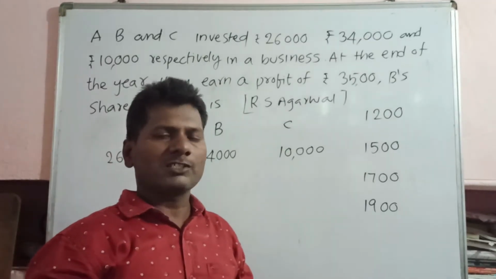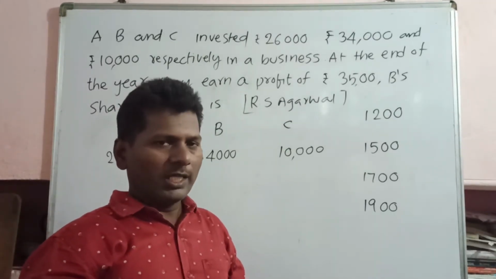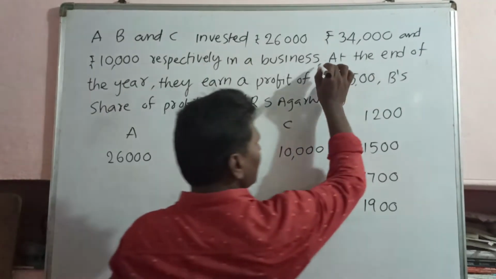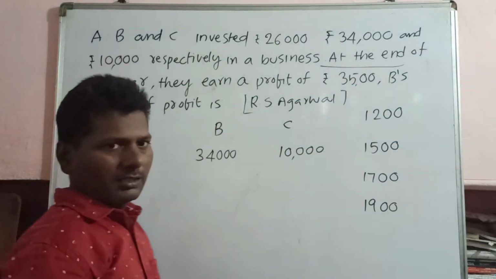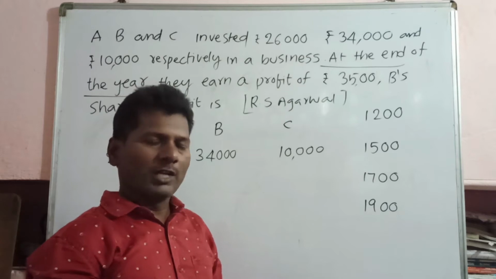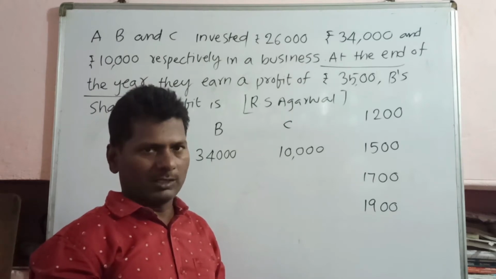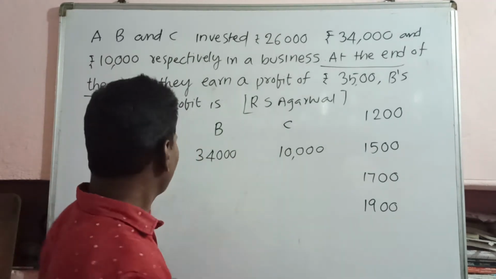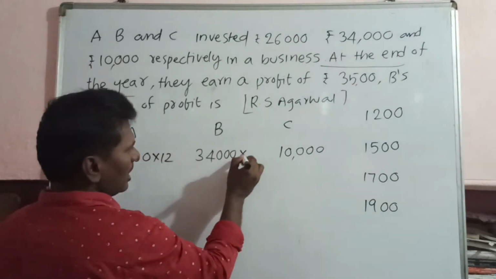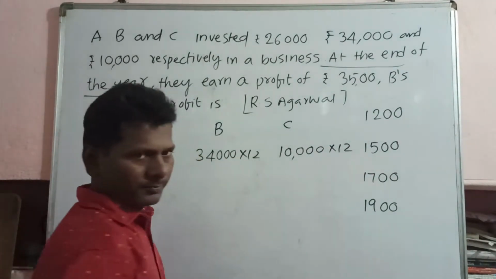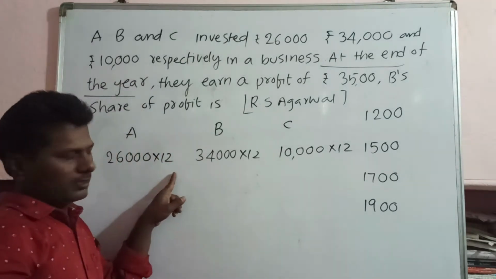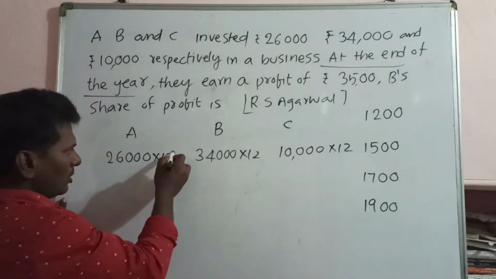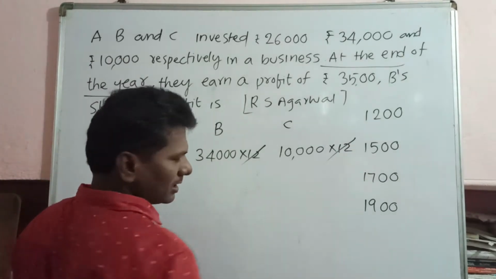After writing investments of these persons, we have to observe time period. Here it is given that at the end of the year, that means the business went on for 1 year. 1 year means 12 months. So all the persons did the business for 12 months. So I am writing here 12 months, here also into 12, here also into 12. So investment into time period, investment into time period, investment into time period. 12 gets cancelled, 12 gets cancelled, 12 gets cancelled.